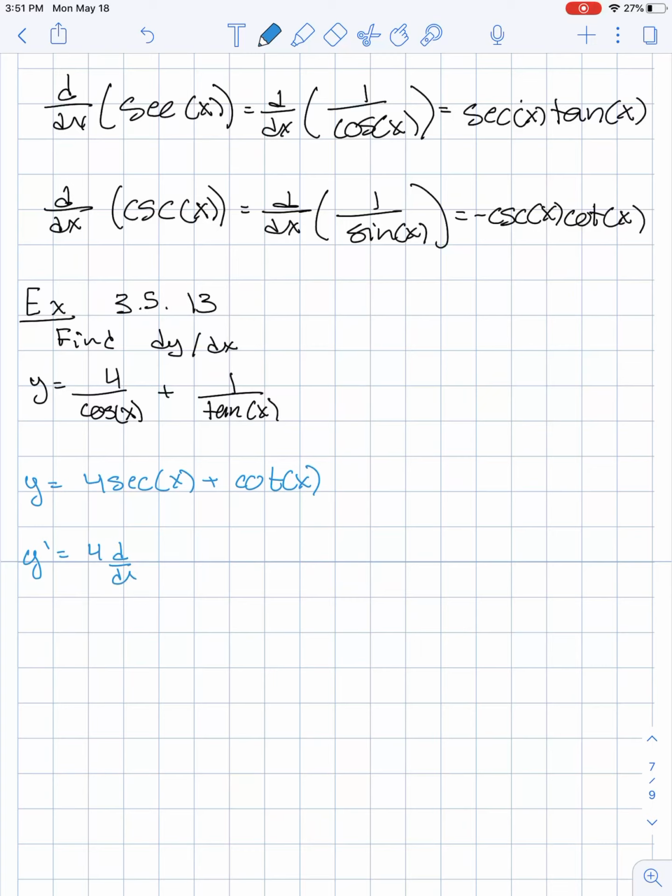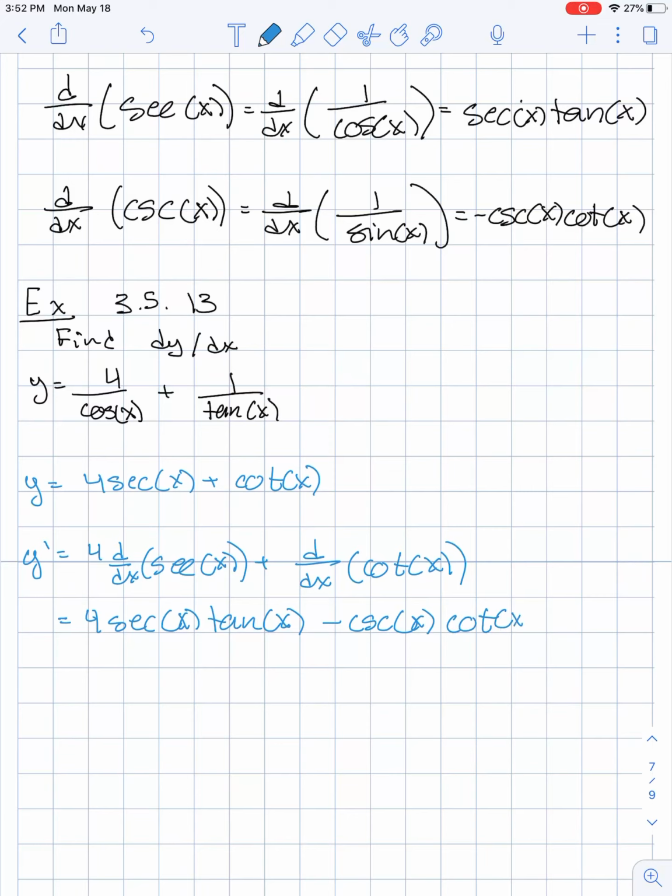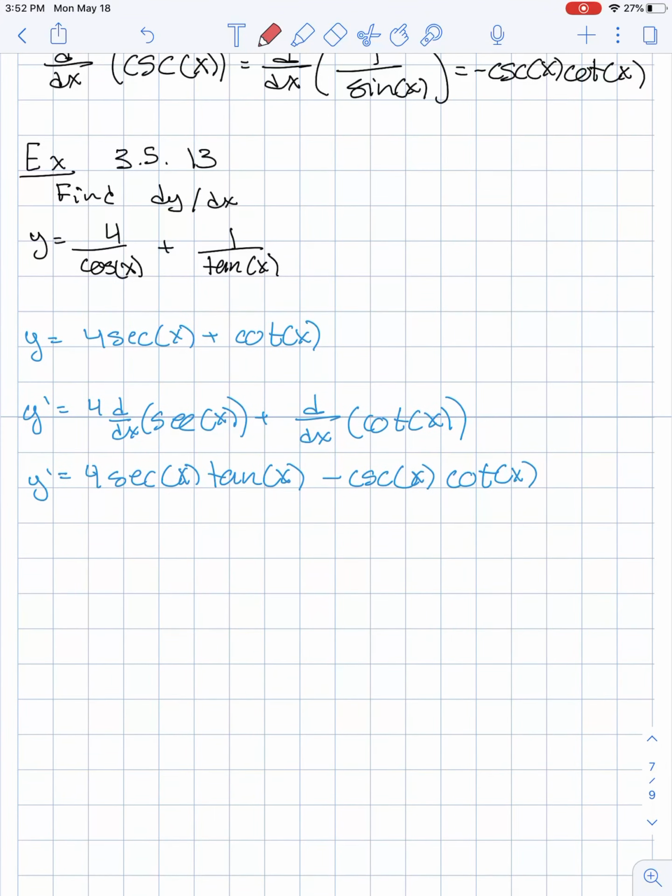So now I can take the derivative y prime, and that's going to give me 4 times the derivative of secant plus the derivative of cotangent. Since we just learned those, I can go grab them really quickly. So that's going to be 4 secant of x tangent of x minus cosecant of x cotangent of x. I don't really think I can simplify that much at all, so we're just going to leave it there.